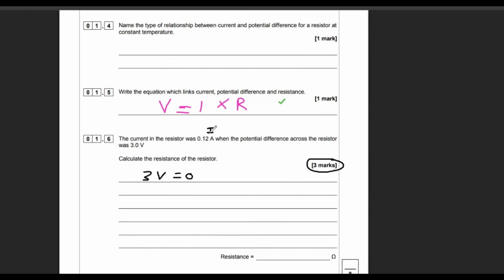So you know that current is I. It even tells you the V there. So 3 volts equals 0.12 times R. And that is your first mark just for substituting the numbers in.